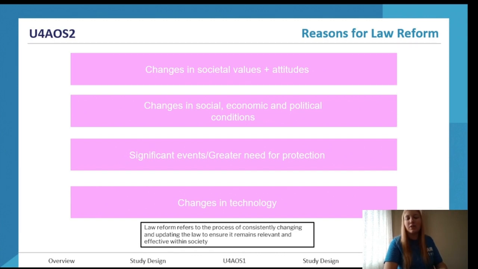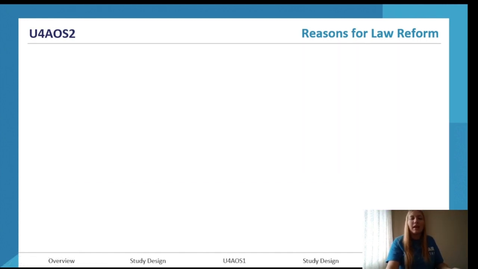Changes in technology is a constant reason as well, with lots more technology emerging and needing to be controlled. Just consider AI. We need more laws to make sure it doesn't get out of hand, and there's not enough legislation around it, so it therefore needs to be created. So you need to be able to define law reform, and all four reasons for law reform you need to know and be able to give examples and describe.